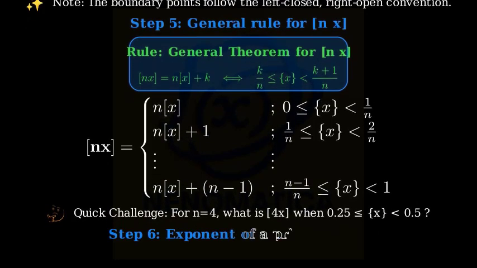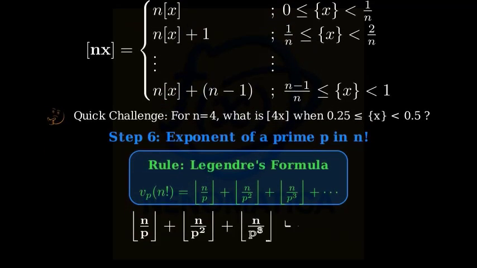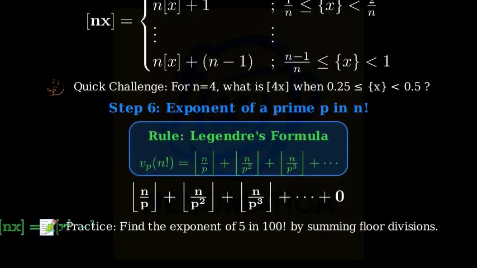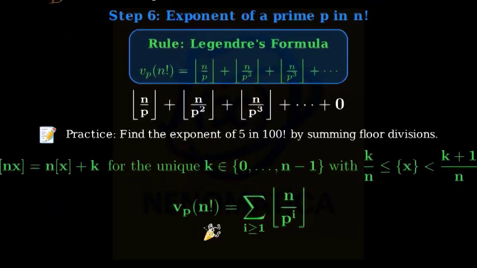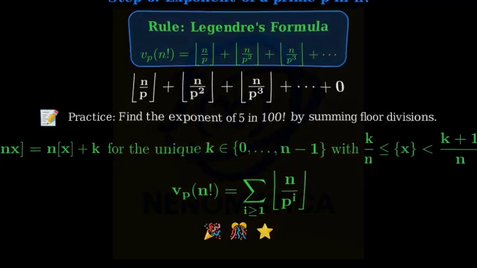Step 6. Legendre's formula gives the exponent of a prime p in n factorial. We sum the floors of n divided by powers of p, stopping when the term becomes 0. To wrap up, here are two compact formulas to remember. First, the general nx as a piecewise rule, or via n times floor x plus k. Second, Legendre's formula for v sub p of n factorial.